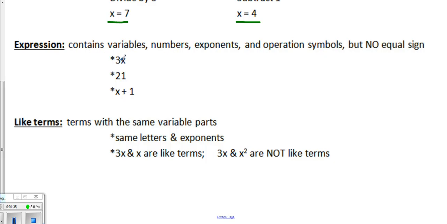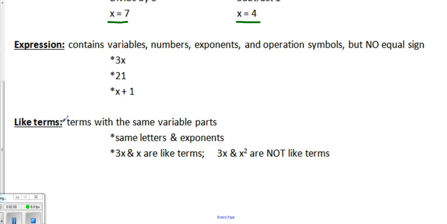So 3x, this expression means 3 times some unknown value. Or how about this one, 21? It just means there are 21 of something. How about this one, x plus 1? This is saying that there's one more than our unknown value. Now all 3 of these are just statements or expressions that aren't necessarily set equal to anything. It's just kind of stating that these are here.